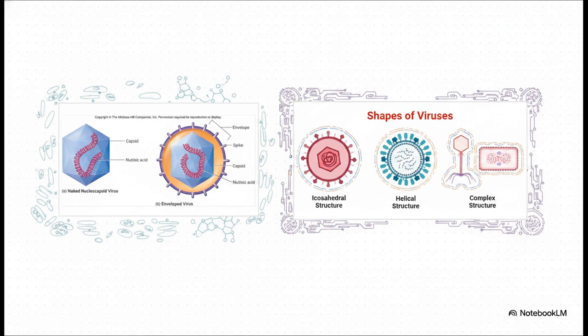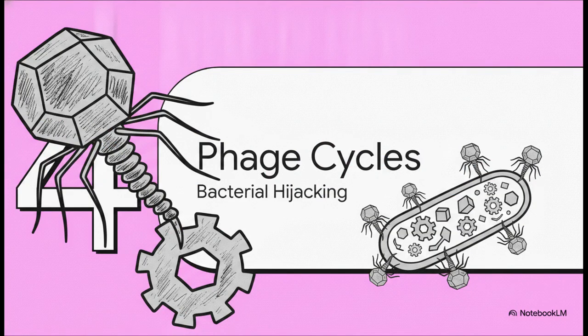And it's amazing how these capsids assemble into striking geometric shapes. You've got the 20-sided icosahedral, the tube-like helical, and those wild lunar lander-looking complex structures. Next up, bacterial hijacking, phage cycles. How exactly do they use this geometric gear?